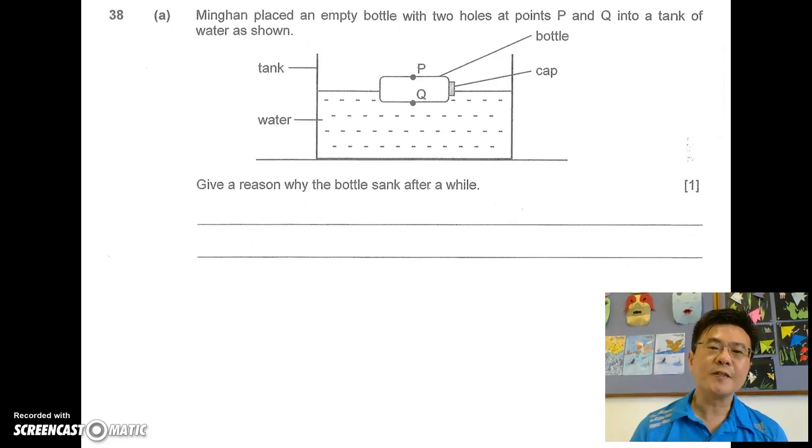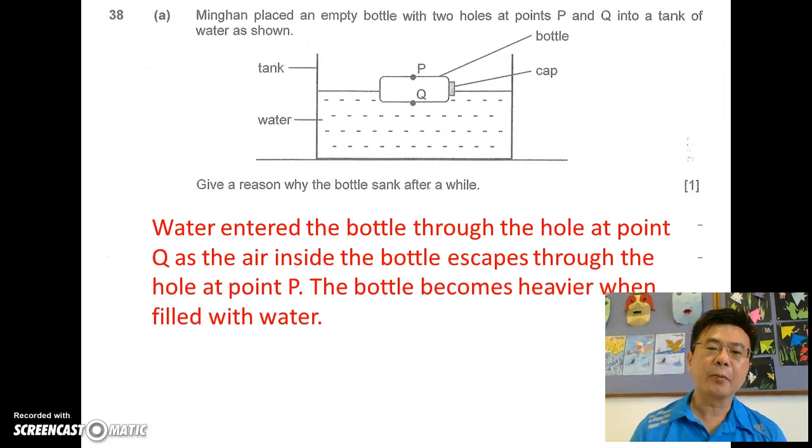Let's move on to the physical science questions. Give a reason why the bottle sank after a while. Water entered the bottle through the hole at point Q, as the air inside the bottle escaped through the hole at point P. The bottle became heavier when filled with water.